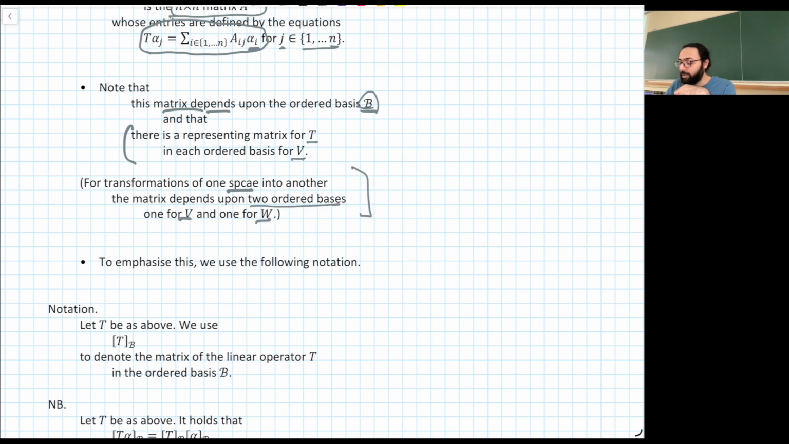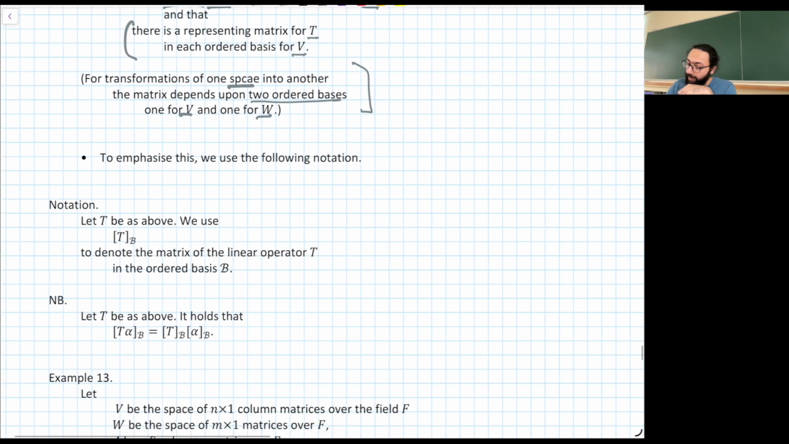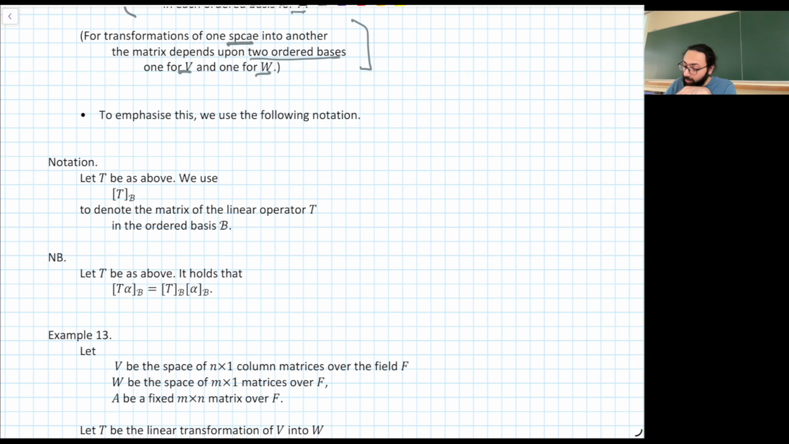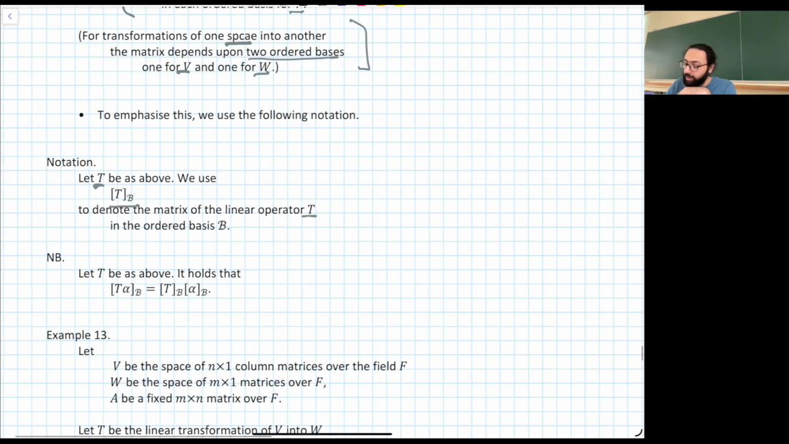So it's just trying to draw a contrast compared to the previous case, because there you had choice of basis for V and W. Here, since we fixed B to be the same, we can just change one thing. Okay. So now they're going to use the following notation. Let T be as above, and they're going to use this notation T sub B to denote the matrix of linear operator T in the ordered basis B.